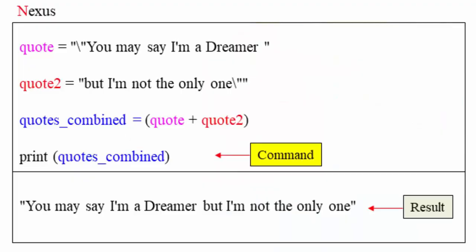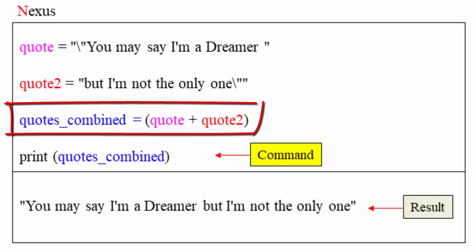I've got my quote and my quote two. I'm going to combine those in a third variable called quotes combined equals quote plus quote two. And when I print quotes combined, you're then once again going to see the entire string of the multiple variables on a single line.